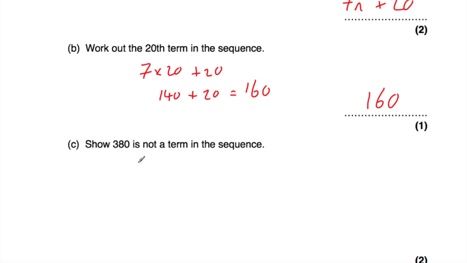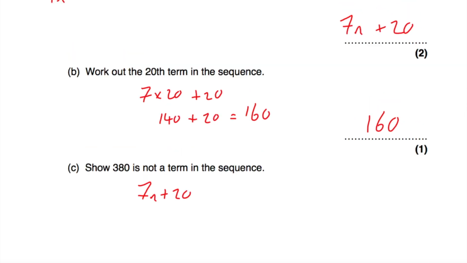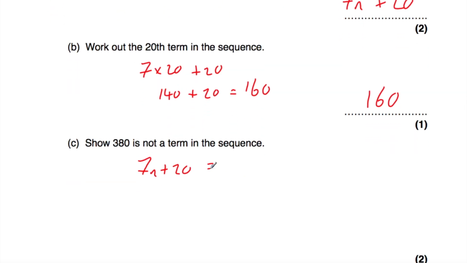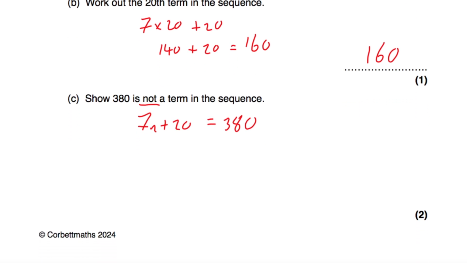So let's write that down. The nth term was 7n plus 20. That's what we had in part A, 7n plus 20. And then we're going to put that equal to 380. And now we want to show it's not a term in the sequence. So hopefully when we solve this, it's going to be a decimal number. And that means that it's not a term in the sequence.